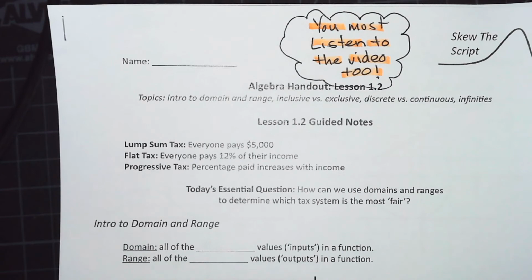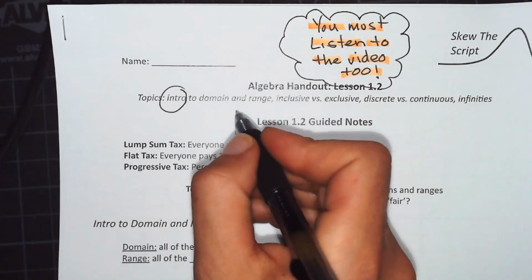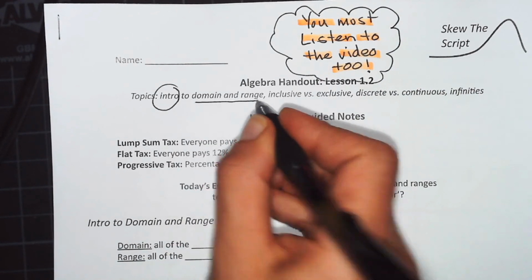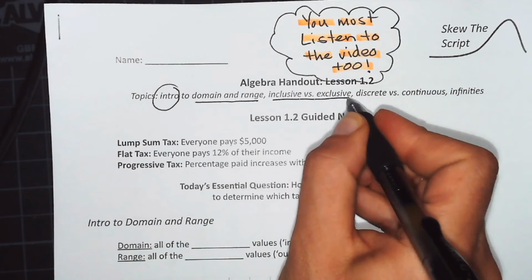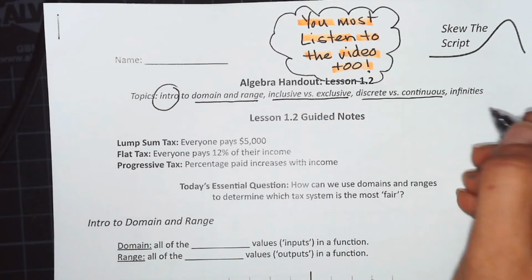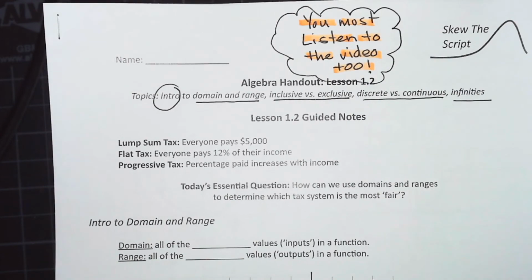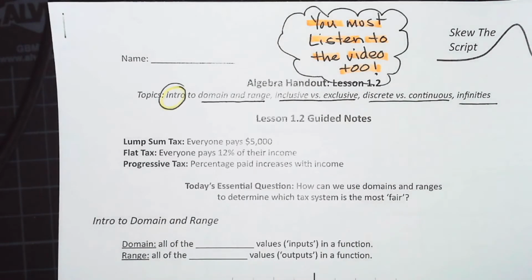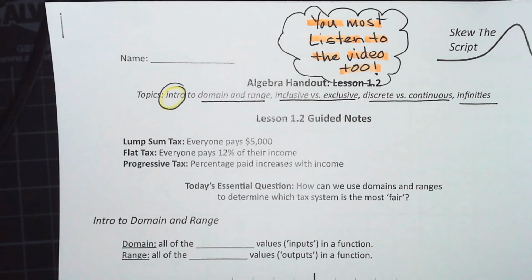We are introducing some really complex topics and some really critical ones as you move on in mathematics. We're introducing domain and range, inclusive versus exclusive, discrete versus continuous, as well as infinity. So please make sure that as we go through this lesson, you know that this is an intro lesson. You're not supposed to be an expert by the end of it, but we want to get started so we can build these concepts over time.